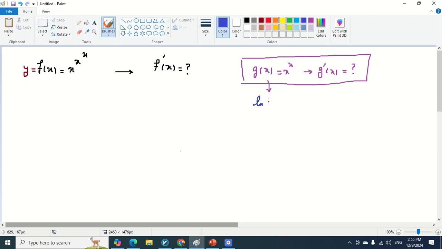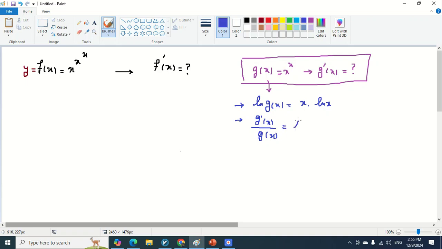So I have ln of g of x at the left side, and at the right side if I take the logarithm, then x will come out as a coefficient, so it will be x times ln of x. Right now take a derivative from both sides of this expression to calculate g prime. If I do that, at the left side I have g prime of x over g of x. This is the derivative of ln of g of x at the left side of this expression, and at the right side we again have a product rule.